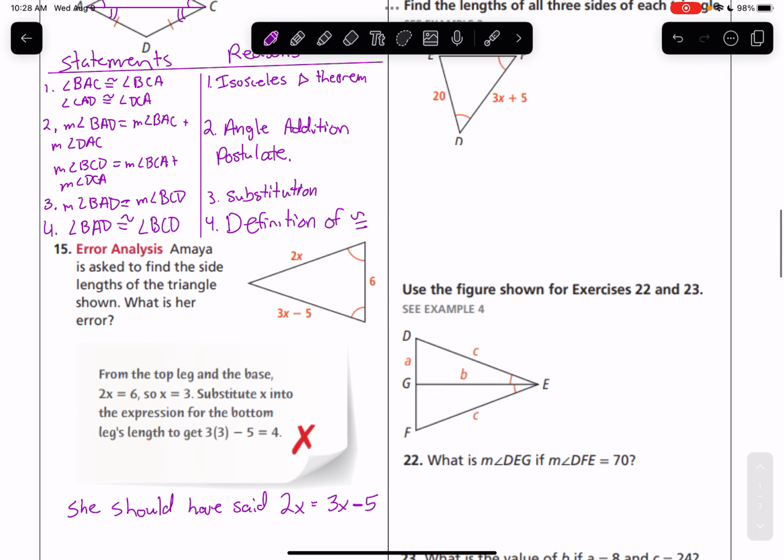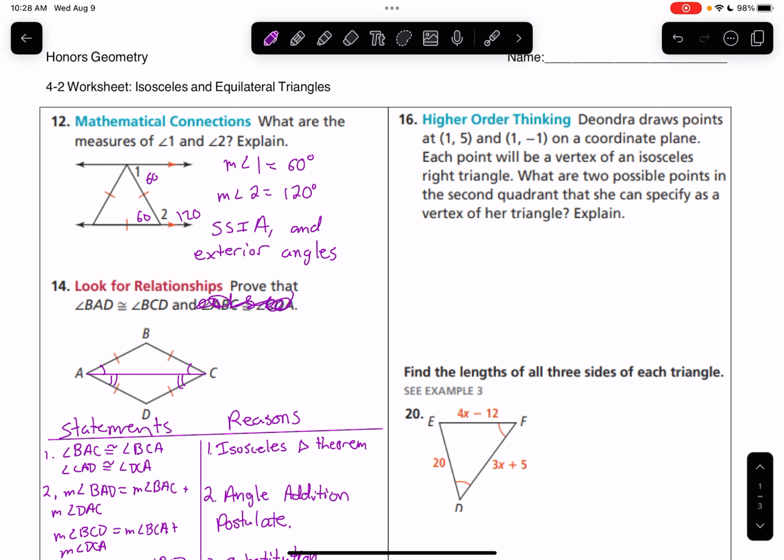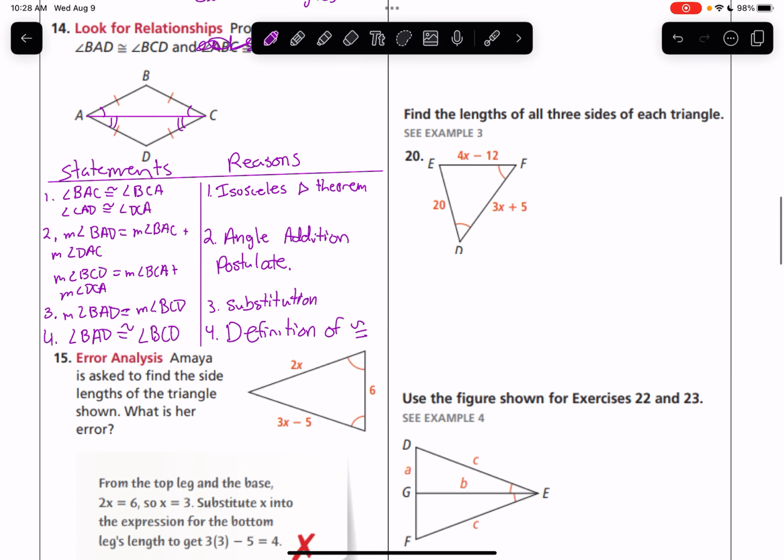Whatever. Okay. Number 16. This one we are actually going to skip. I don't know if it's going to be on your worksheet or not. I'm going to try and take it off. But we're not going to do number 16 because it doesn't really add much to our discussion of isosceles and equilateral triangles. Number 20, find the lengths of all 3 sides of each triangle.